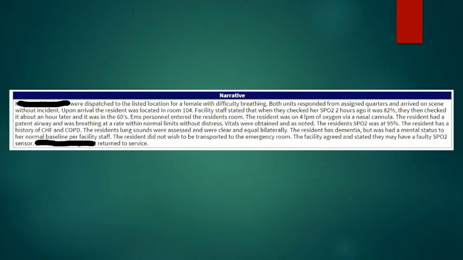Makes sense. So the only other thing with this one is that we talked about the resident being on 4 liters per nasal cannula, and you just need to know if that's their baseline. Like, was it 82% so they put them on 4 liters and this is new, or are they always on 4 liters? So that was the only other thing with this refusal: we should make sure we document whether this abnormality is normal for the patient.